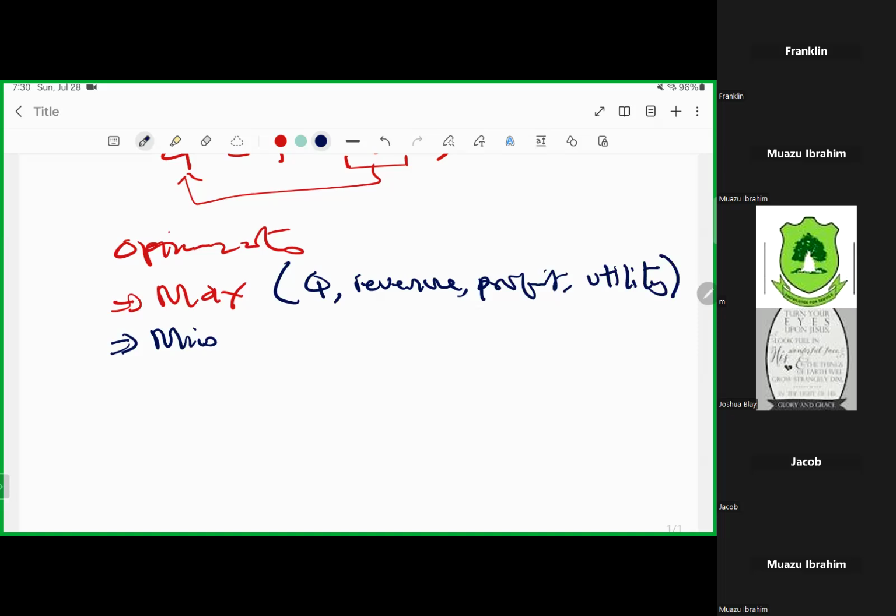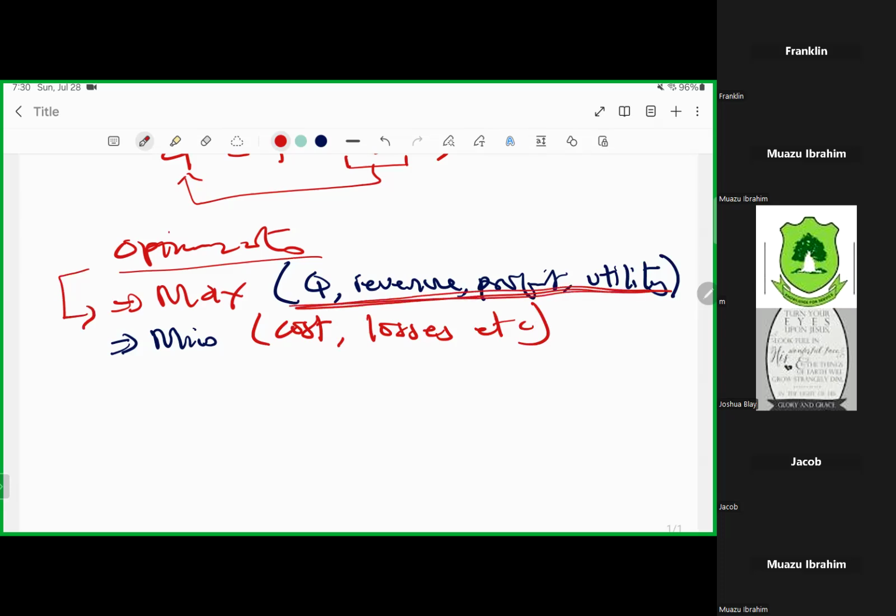And there are certain things that you will also want to minimize as a firm or as an individual. As a firm, you would want to minimize your cost. You would also want to minimize your losses and the rest. Now, optimization is simply talking about maximizing something, and these are the things that you would be able to maximize as a firm, or minimizing something, and these are the things that you would be minimizing.